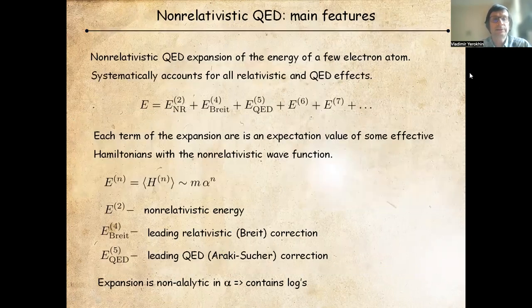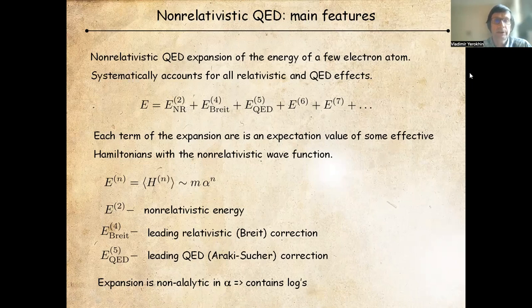So for light systems, the underlying theory is non-relativistic QED, and here we usually do not distinguish between alpha and Z alpha. We assume that there is just a single expansion parameter, alpha. The general statement is that each term of this expansion is represented as an expectation value of some effective Hamiltonians, some effective operators, on the non-relativistic wave function.